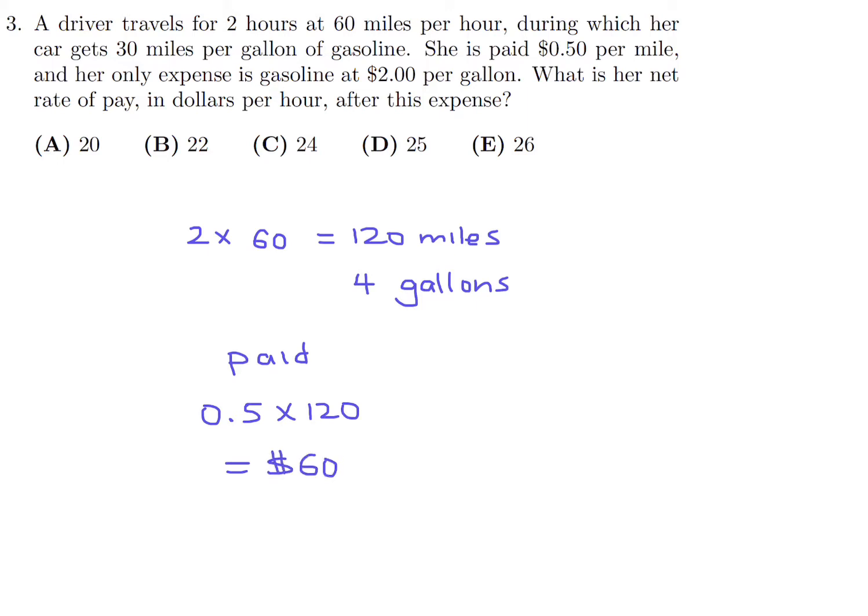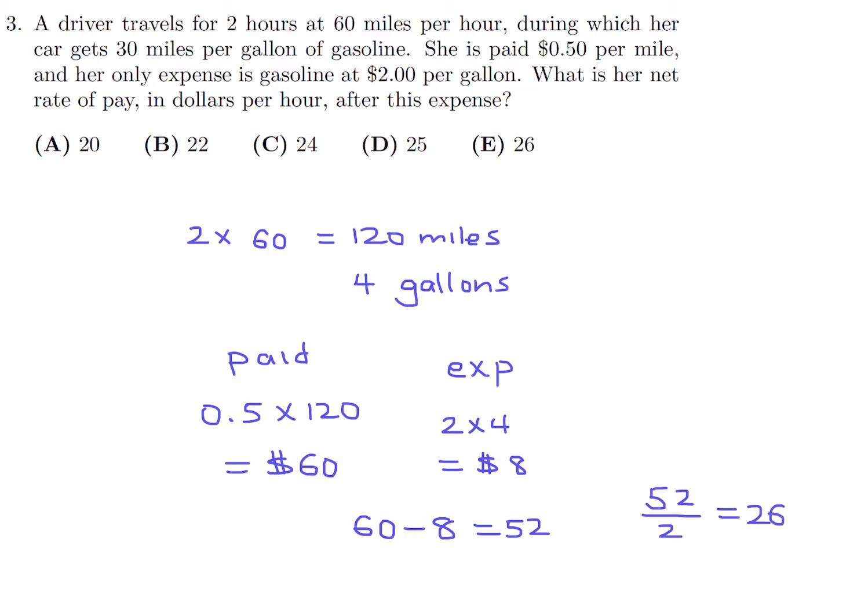And then how much is the expense? Well, the expense is $2 per gallon. So there's 4 gallons. So the expense is $8. So 60 minus 8, which is 52, is her net income, I guess. But that is for 2 hours. And they want the net income per hour. So we just have to take that 52 and divide by 2. And when you do, you get 26 dollars per hour. So number 3, that would be E.